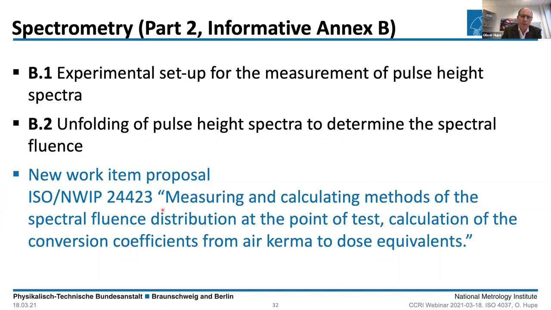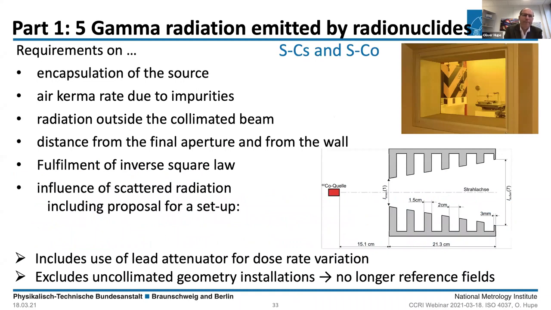We have a new work item proposal in ISO: measuring and calculating methods of the spectral fluence distribution at the point of test, and calculation of conversion coefficients from air kerma to dose equivalent. There we want to set up a standard giving a guideline on how to perform spectrometry, how to characterize the spectrometer, and how to do the unfolding.